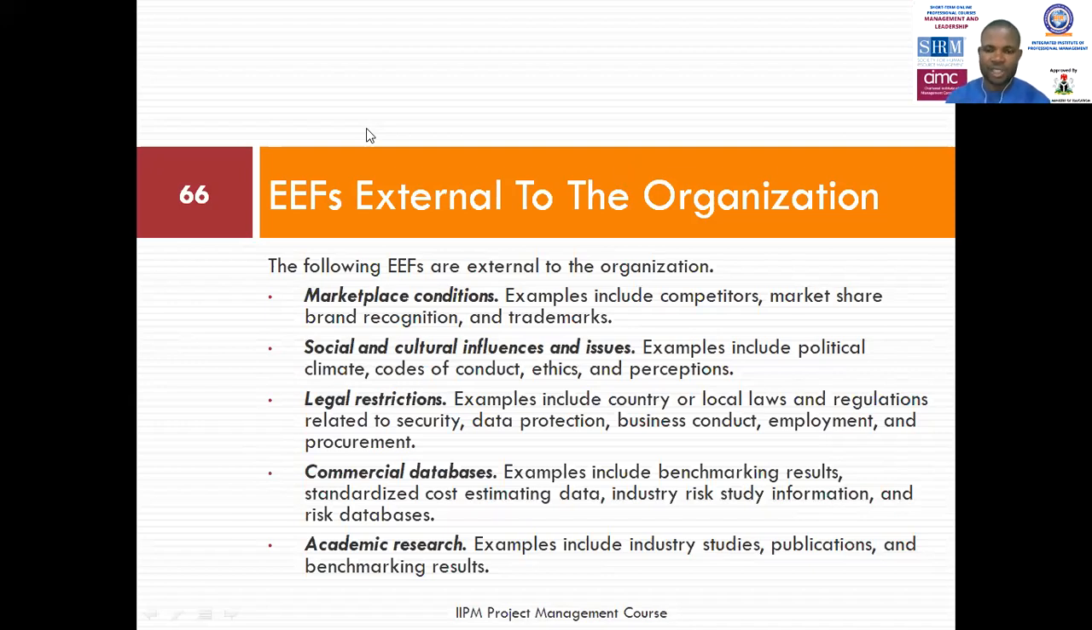Then we have the legal restrictions, which include country or local laws and regulations related to security, data protection, business conduct, employment, and procurement. Then we have commercial databases. Examples include benchmarking results, standardized cost estimating data, industry risk study information, and risk databases. Then we have academic research, which may include industry studies, publications, and benchmarking results.